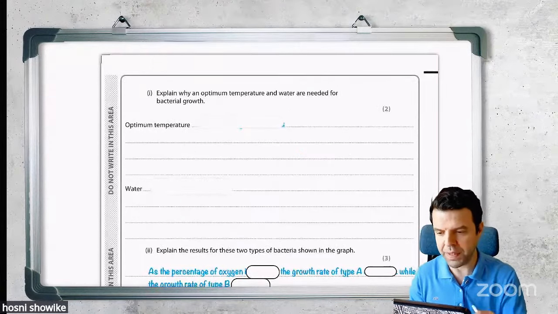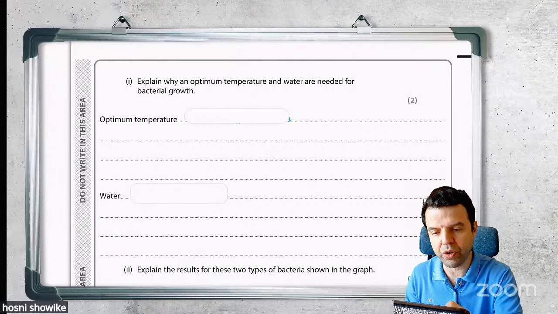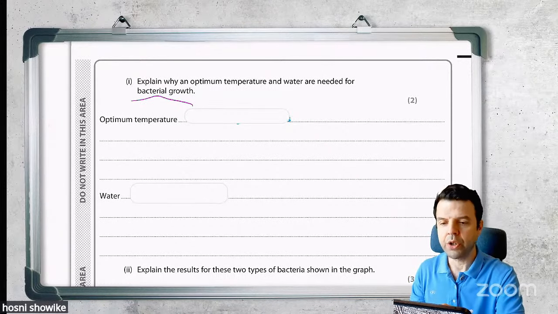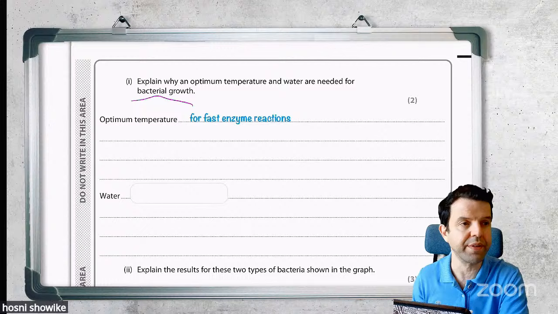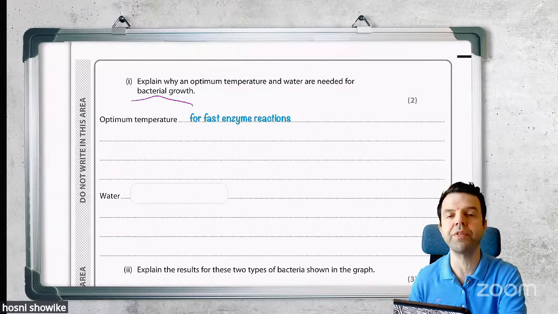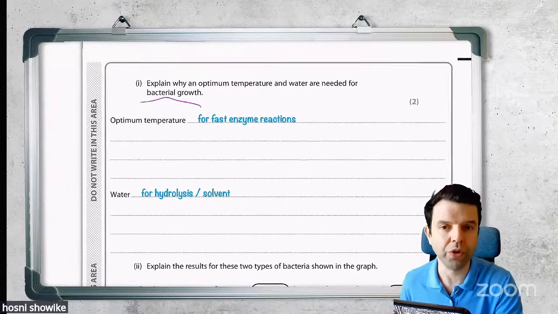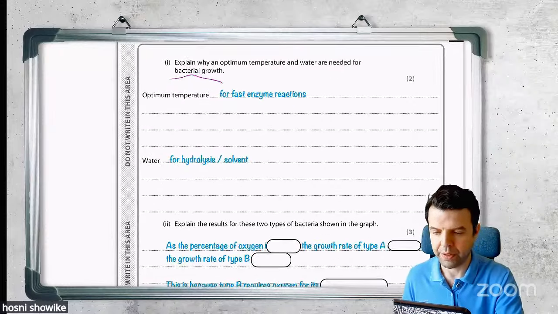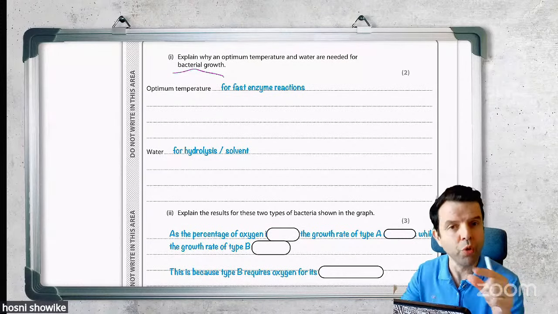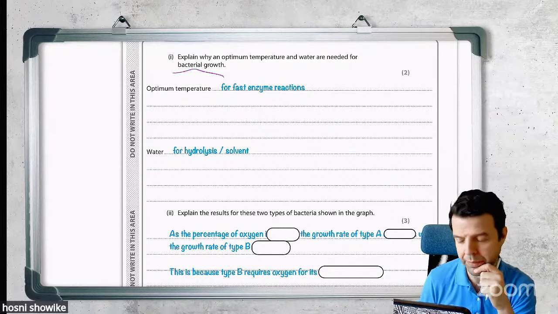Okay, I'm going to repeat this. Just give me a moment. Why are the optimum temperature and water needed for bacterial growth? You tell them temperature is for enzymes, and water is a solvent, for hydrolysis, any of these things that are related to water. Just be descriptive. Don't write one word. I wrote these because I know the mark scheme, right? You write it in a sentence showing as many points as possible.